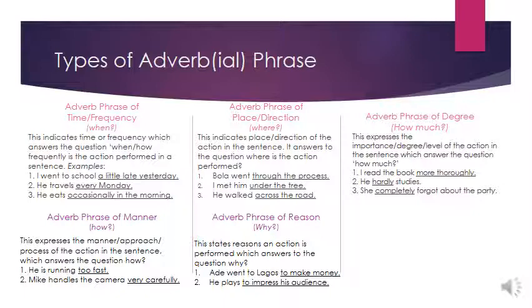Let's talk about adverb phrase of place or direction, which tells us where. This indicates place or direction of the action in the sentence. It answers the question, where is the action performed? Bola went through the process. Bola went where? I met him where? Under the tree. He walked where? Across the road. So what are the actions there? We have went, met, and walked.